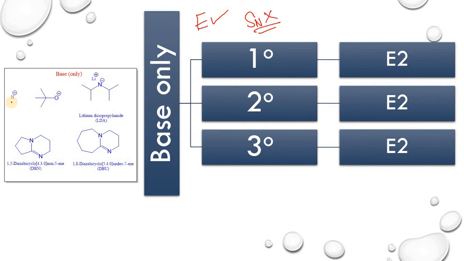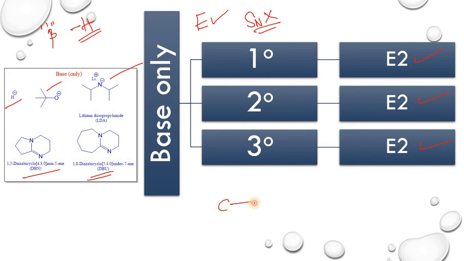Suppose if you take base only, hydride, tertiary butoxide, lithium diisopropylamide, DBN, diazabicyclononene, and diazabicycloundecene, DBU. If you use these chemical species in alkyl halides, then there is only elimination reactions. In elimination reactions also you can find only E2. But here there is a condition at beta position that one should have at least one hydrogen. There should be one hydrogen.